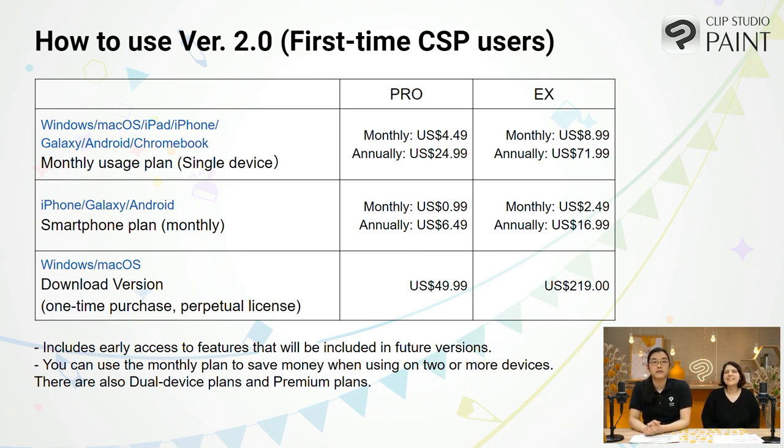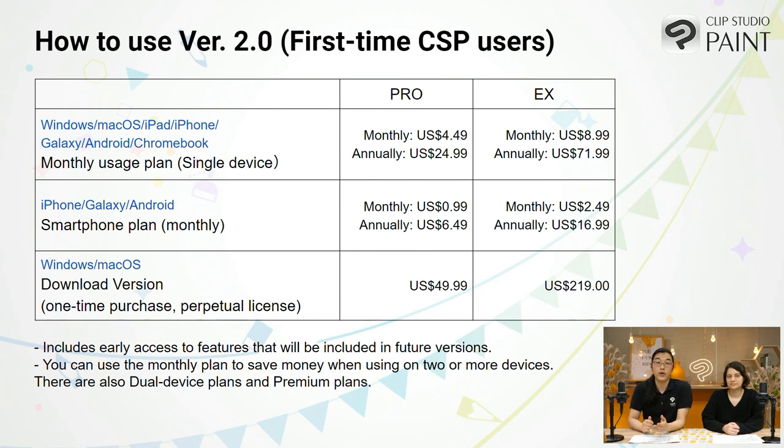So the big question is, how do you even get to use version 2.0? Well, if you're a first time user of Clip Studio Paint, if you have never used Clip Studio Paint before, there we have multiple options, of course. There is a monthly usage plan for a single device. What this means is that you will only be using one device to draw. So you won't be using a computer and an iPad, for example. You'll just be using a computer or an iPad.